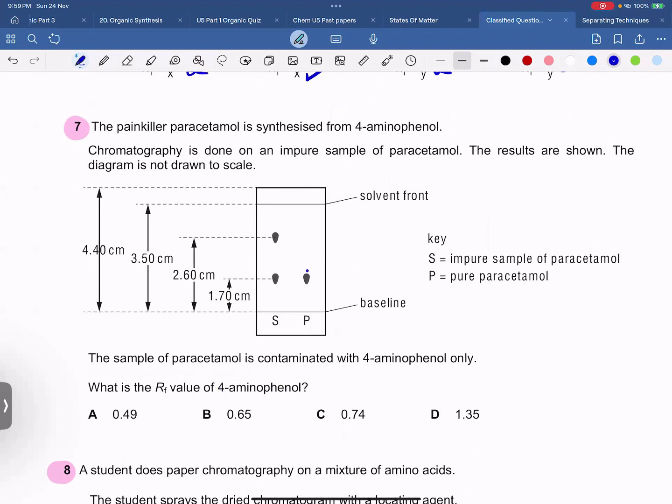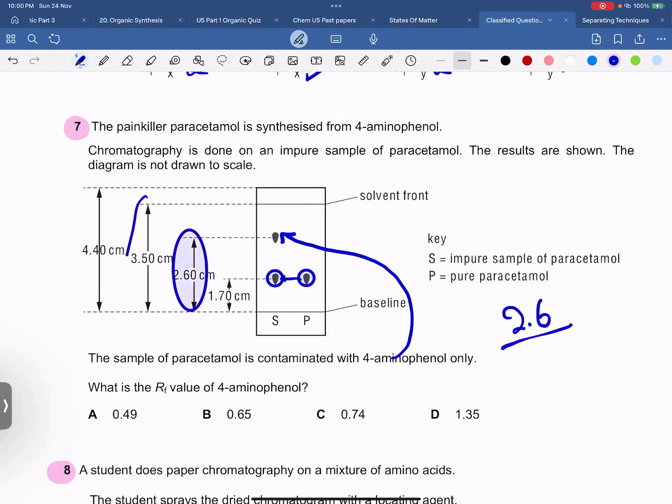So what is the RF of 4-aminophenol? P is paracetamol, so it travels the same distance as the first spot in S. So 4-aminophenol will be the second spot. To calculate RF, the distance traveled by the spot is 2.6, divided by the distance traveled by the solvent, which is 3.5. So 2.6 divided by 3.5 is going to be 0.74.